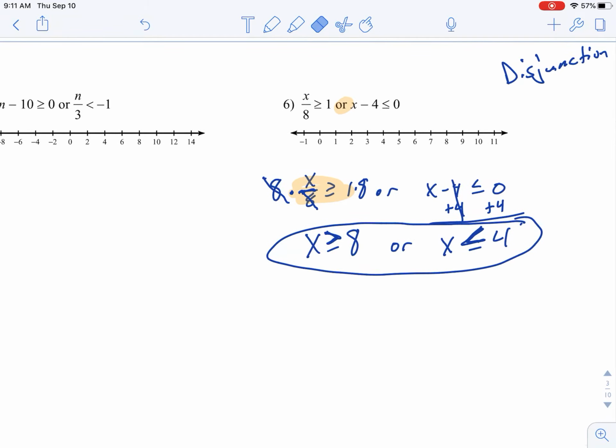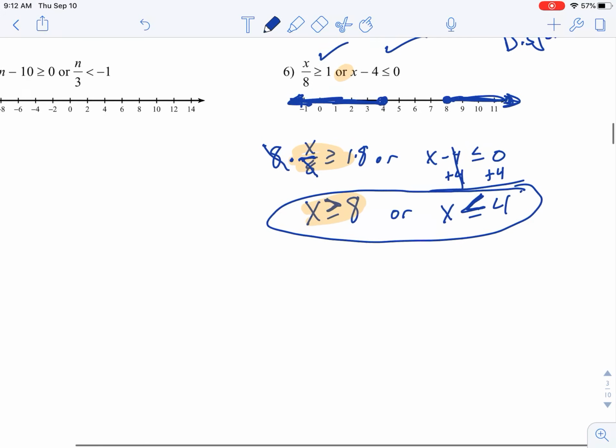So let's look at the graph. What we do need to do is graph each one of these separately. X is greater than or equal to 8. So I put a dot on the 8 and shade in the greater than direction. That'd be this way. And then for the second one, I put a dot on the 4, and x is less than or equal to 4, shade in the less than direction. That would be this way. So that is what the graph looks like. So we solved each one separately and put OR in between the solutions, and then we graphed them separately.